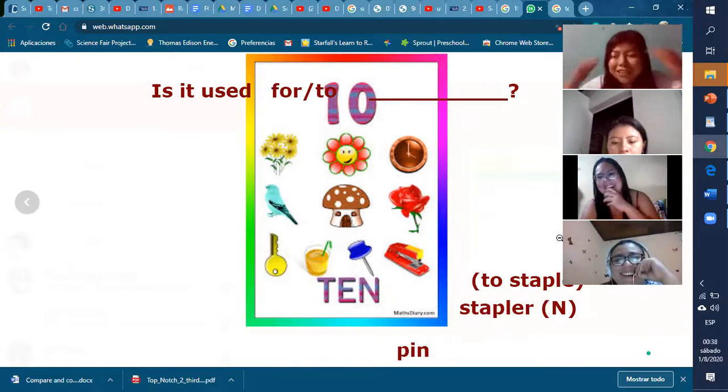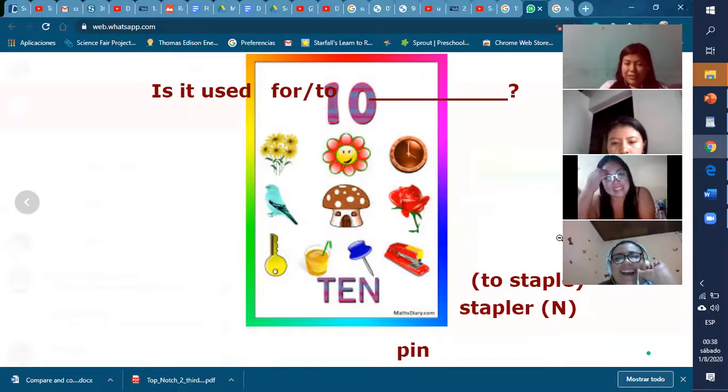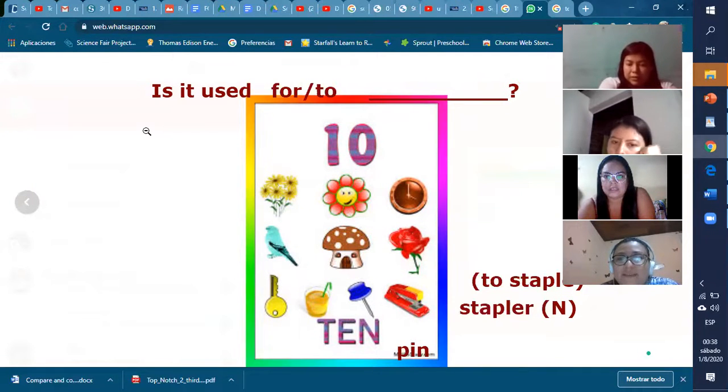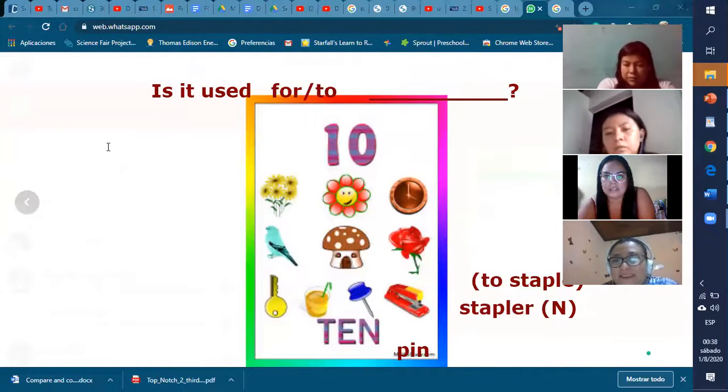I don't see any object here that you can use to make pizza, so my answer is no. With the flour. Ah, the mushroom. Okay, buddy. Mushroom. That's a house too. It is used for me. No, it's not. Is it used for stapling paper? Yes, it is.